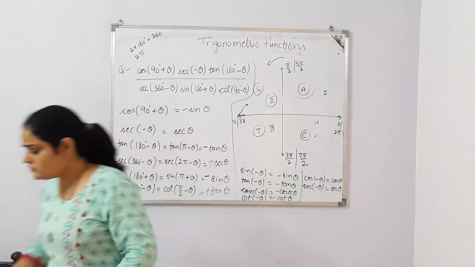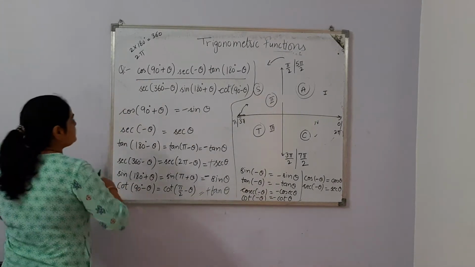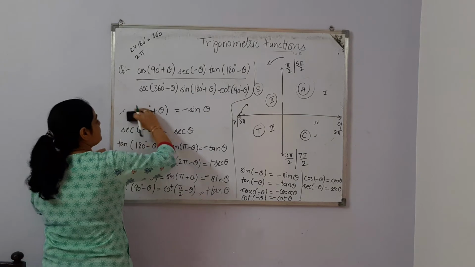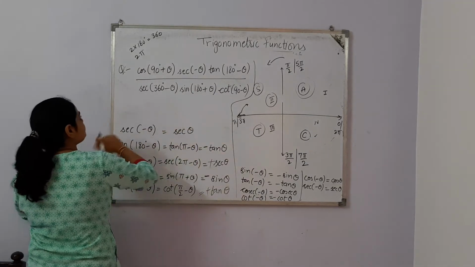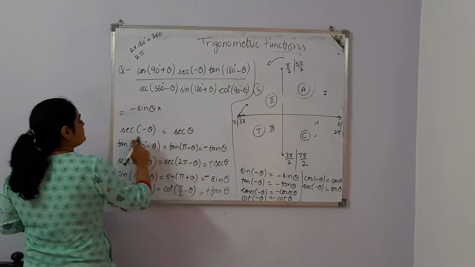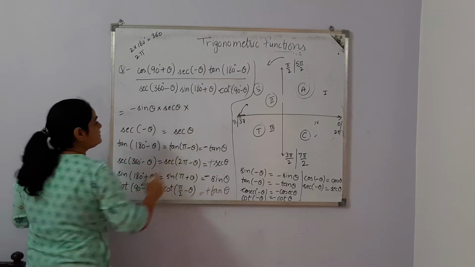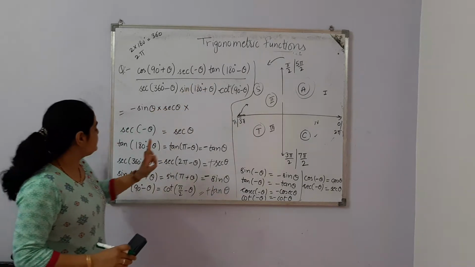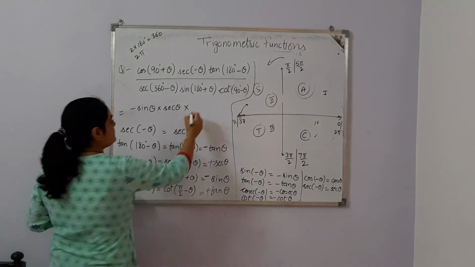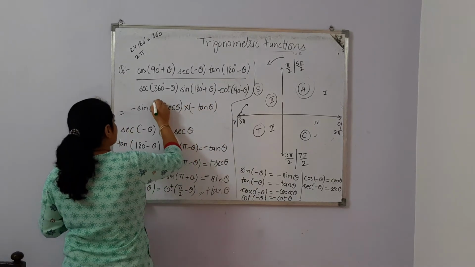Now we'll substitute the values here and we'll get the answer. What is cos of 90 plus theta? It is minus sin theta. I'm removing one by one. It is minus sin theta. Secant of minus theta is secant theta. Tan of 180 minus theta is minus tan theta. You can use the bracket.